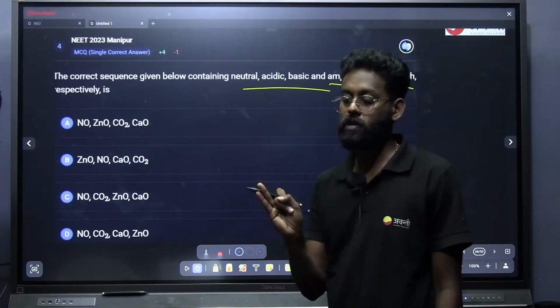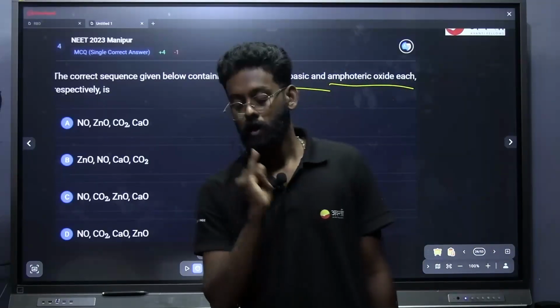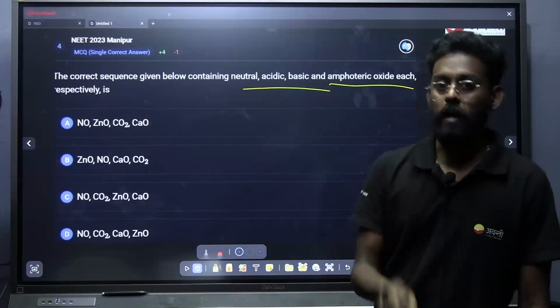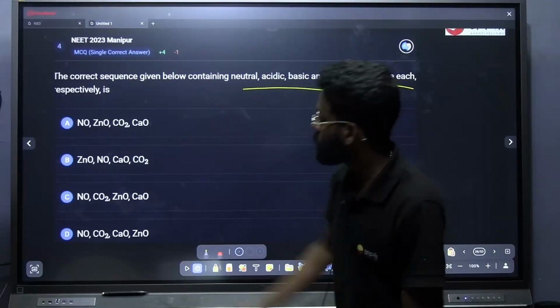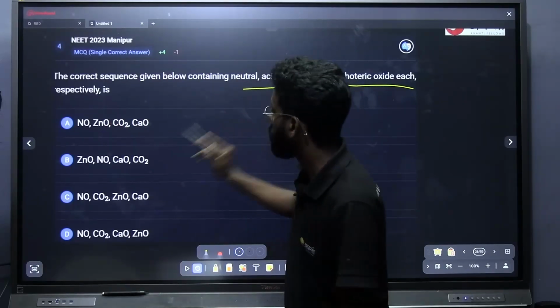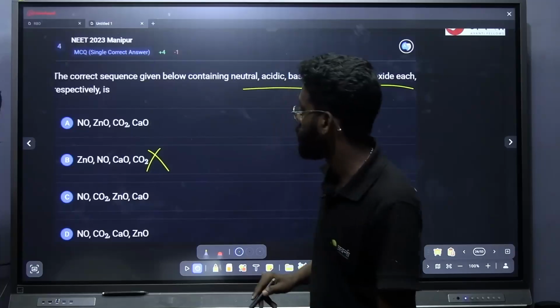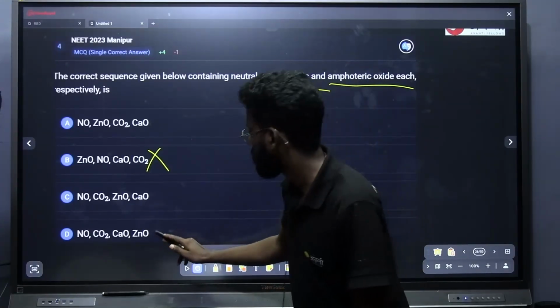Which are the three neutral oxides? Carbon monoxide, NO and N2O. NO2. Yeah, so here we can see the option. Which are the options that we can ignore? First, option B we can ignore. Okay, option D is the correct one, you are saying, right?